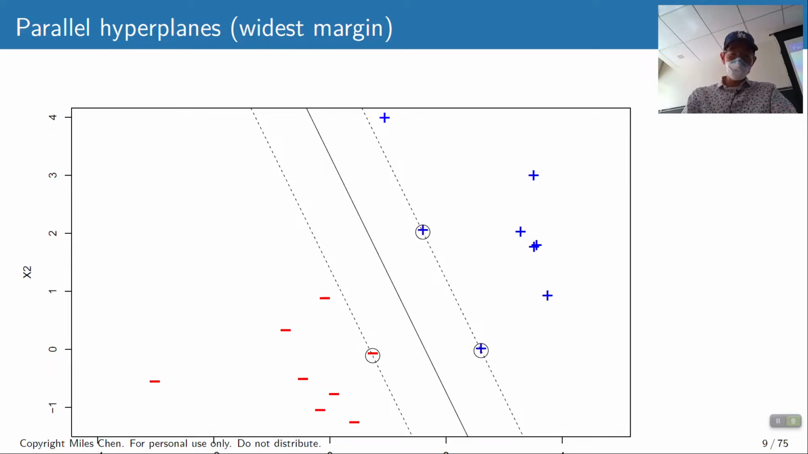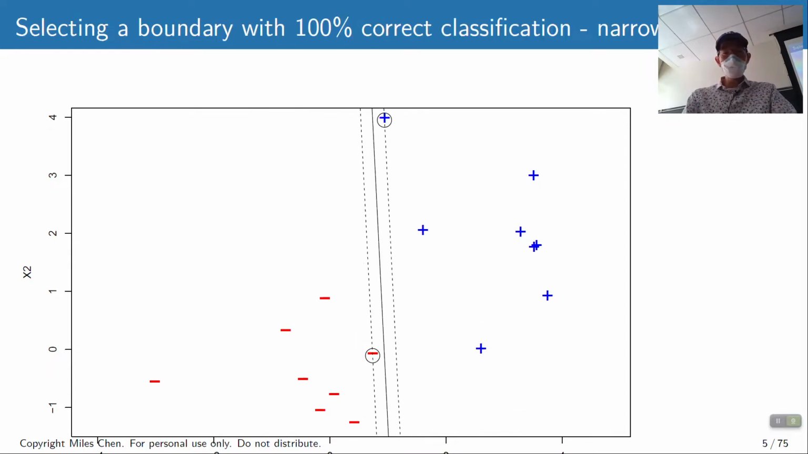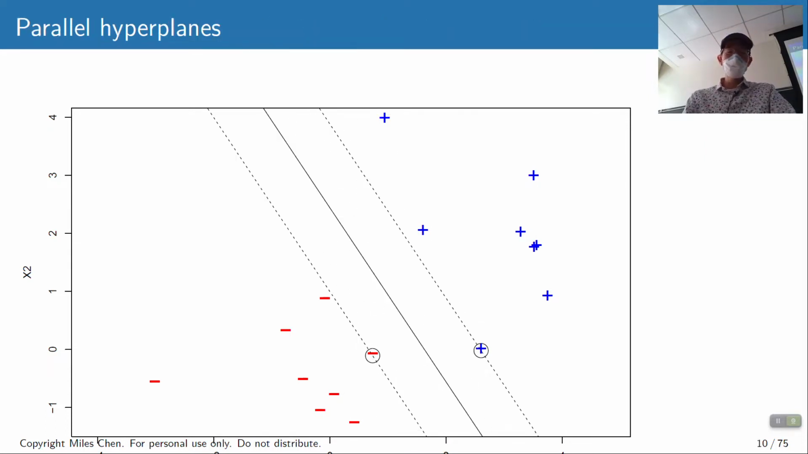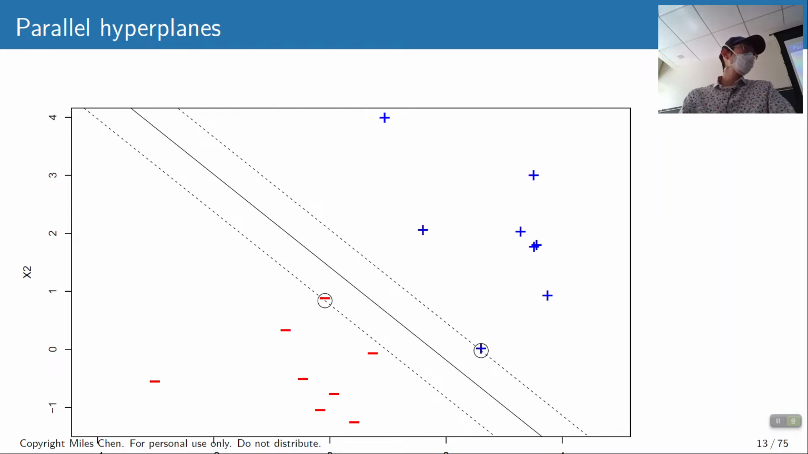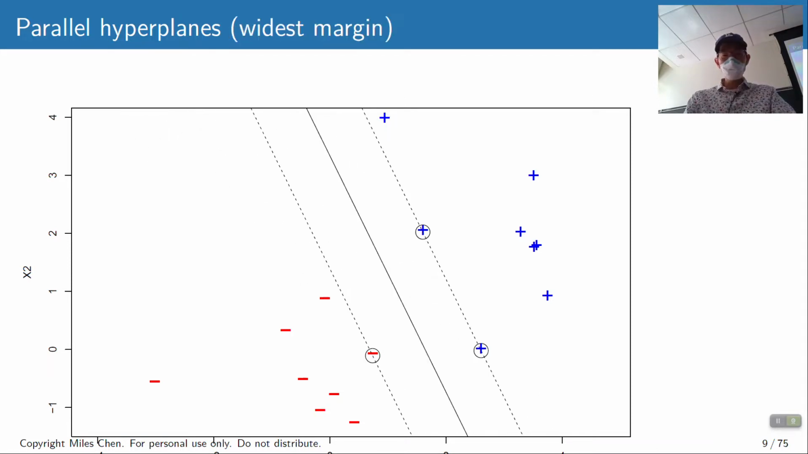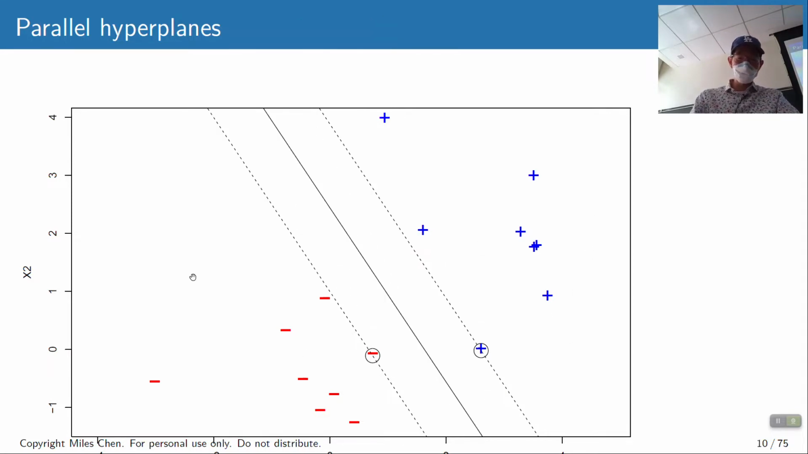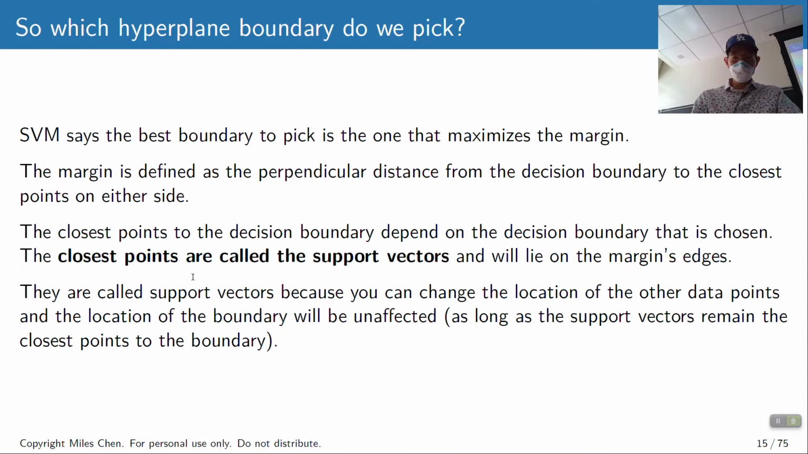Now, again, technically, any of these would qualify as having 100% correct separation between what is red and what is blue. But this is going to be the best, and therefore everything over here will be blue, everything over here will be red.